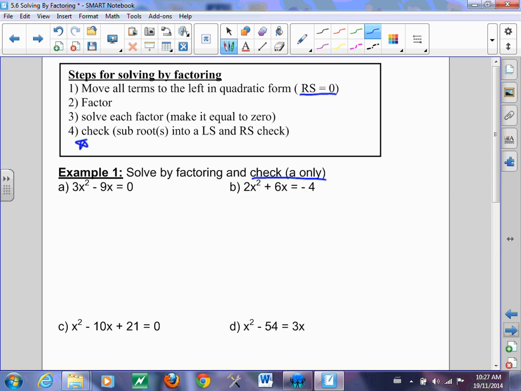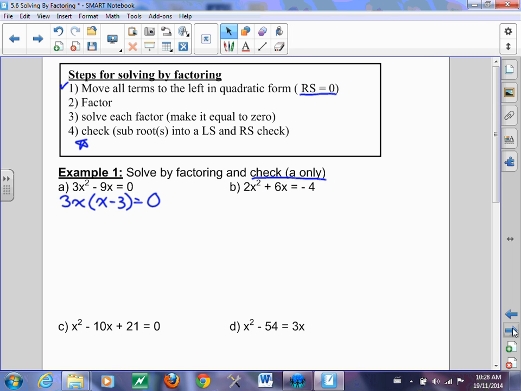So the first thing to take a look at is our method of factoring. Looking at number 1, all the terms are on the left side already, we're good. Number 2 says to factor. So we're going to common factor, and what goes into both those terms? A 3 and an x. So we're left with x minus 3 equals 0. Once we have factored fully, now we have to use the zero product property.